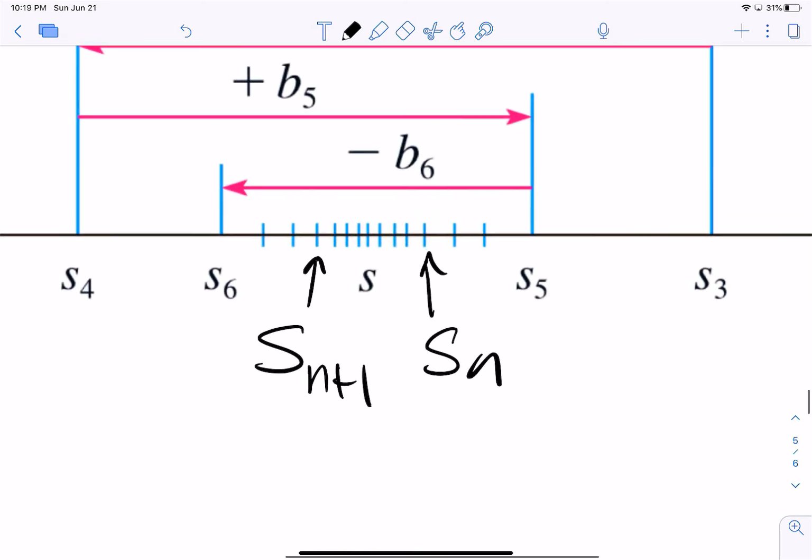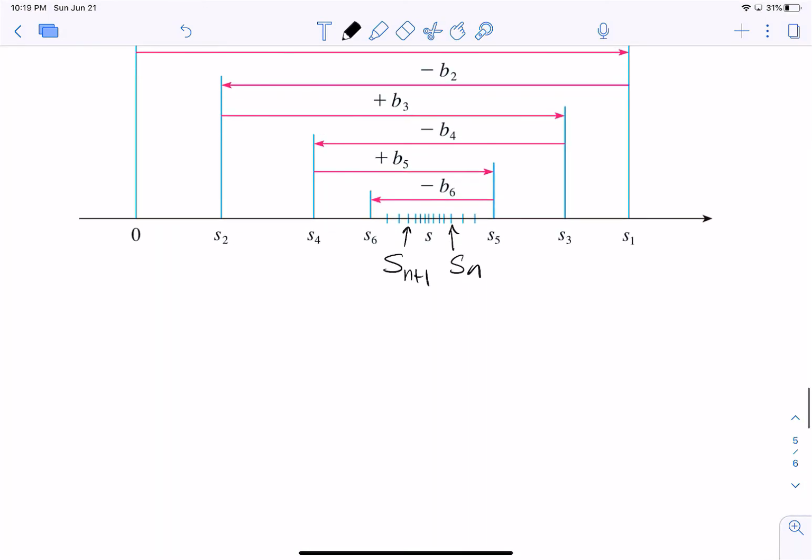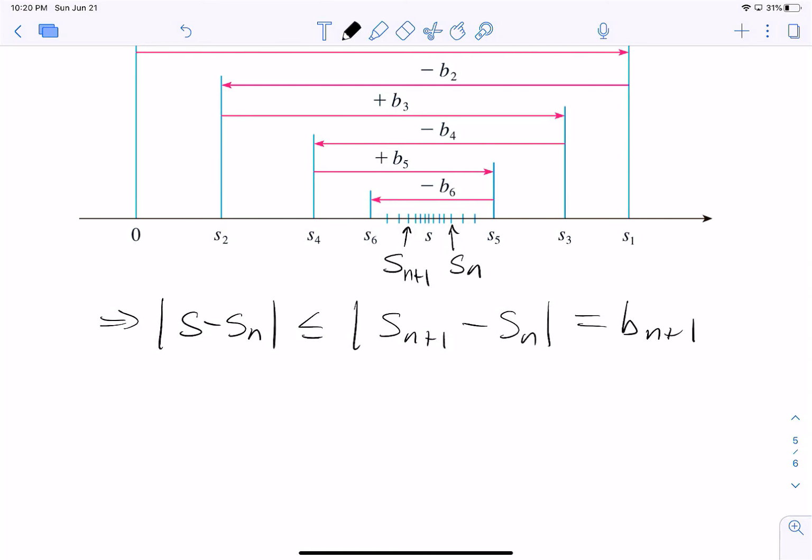The distance between S and S sub n is smaller than the distance between S sub n plus 1 and S sub n because S is between the two. So let's write that as an inequality. This implies that the absolute value of S minus S sub n, because we don't know which one's on which side of S, right? We're just saying the absolute value is less than or equal to the absolute value of S sub n plus 1 minus S sub n. But folks, the difference between S sub n plus 1 and S sub n is simply one term, and that term is b sub n plus 1.